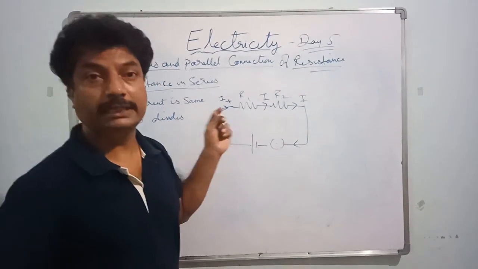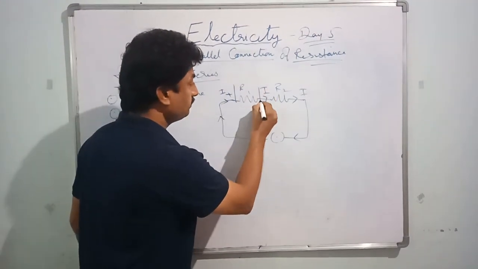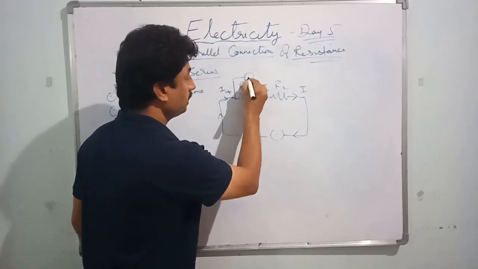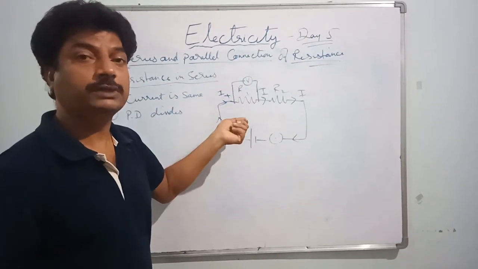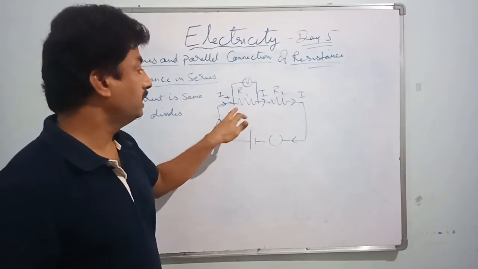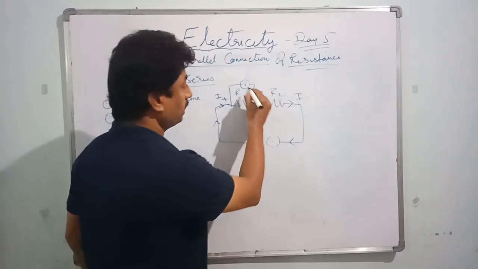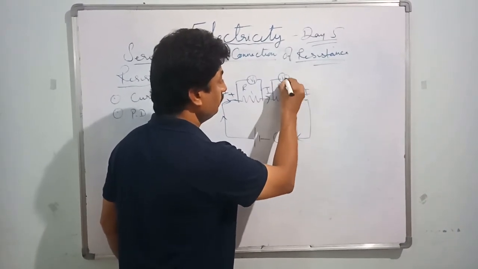The potential difference division will be there. Where will you check it? If you connect a voltmeter, why a voltmeter? To check the voltage. The voltmeter is always connected in parallel. So here you will get V1, and here you will get V2.